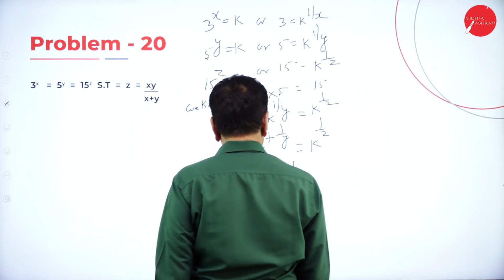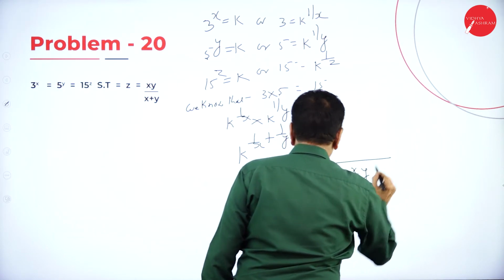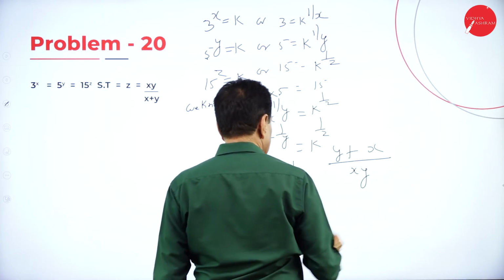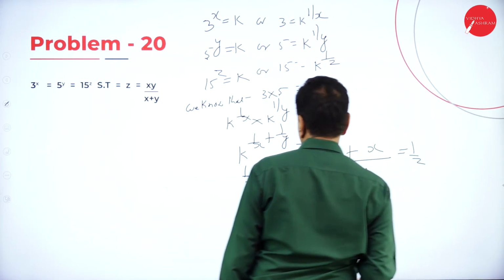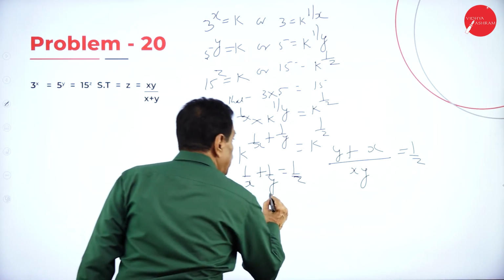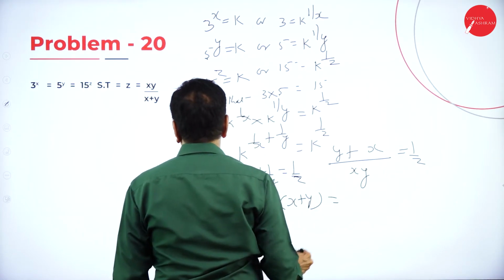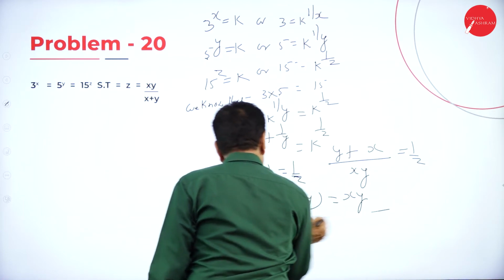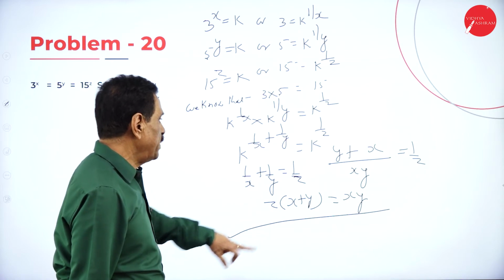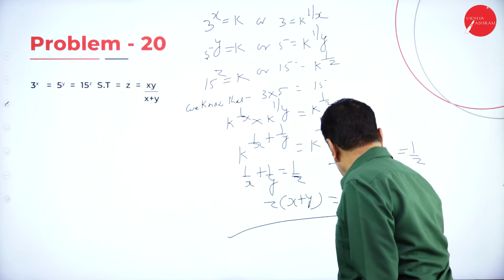So we can write that, taking xy common, what is left over is y plus x, equal to 1 over z. So cross multiply: z into x plus y is equal to xy.